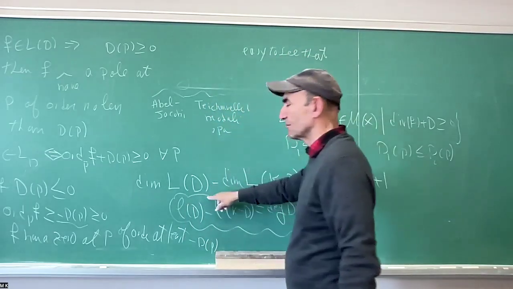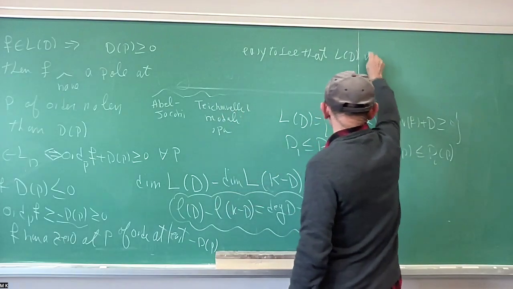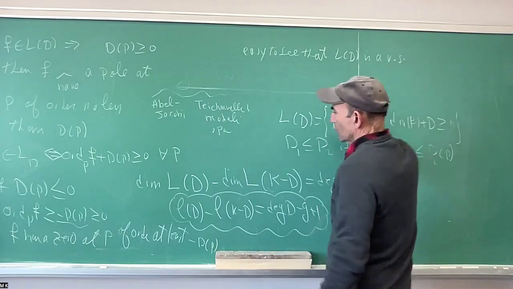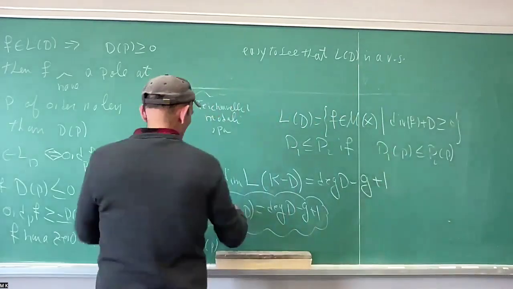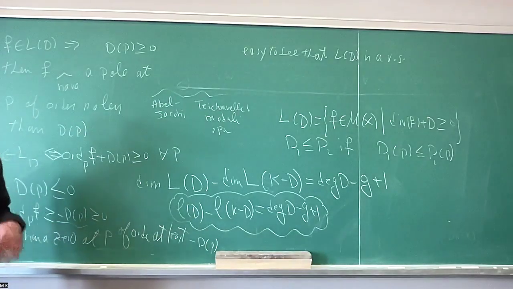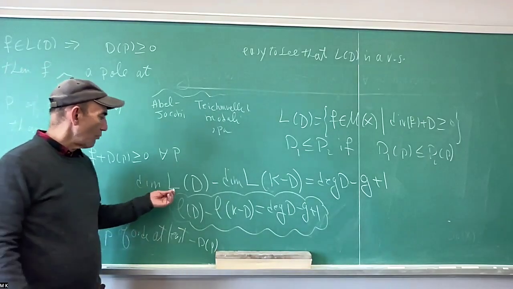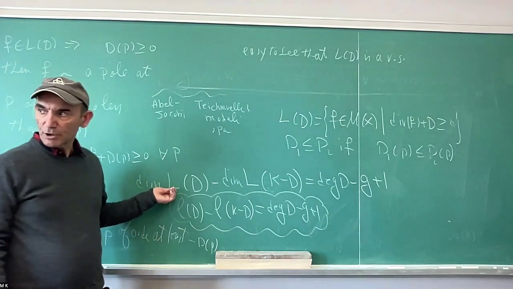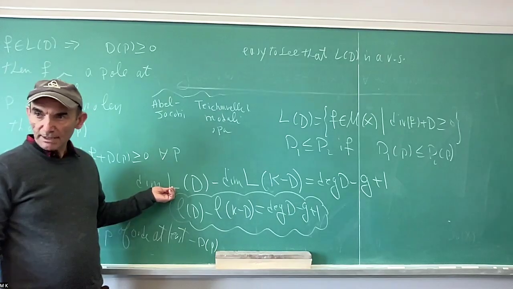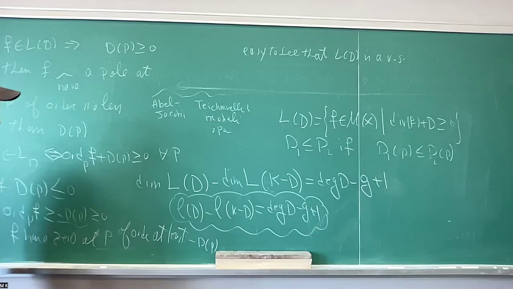this L of D is a vector space. Because if you have two conditions like this, you add them, and you get a vector space. So it's closed under addition and scalar multiplication. So being a vector space is not a problem. But the question is why this is a finite dimensional vector space, because I put dimension. That takes some ideas to prove. It's not easy, but we'll prove it on Thursday.